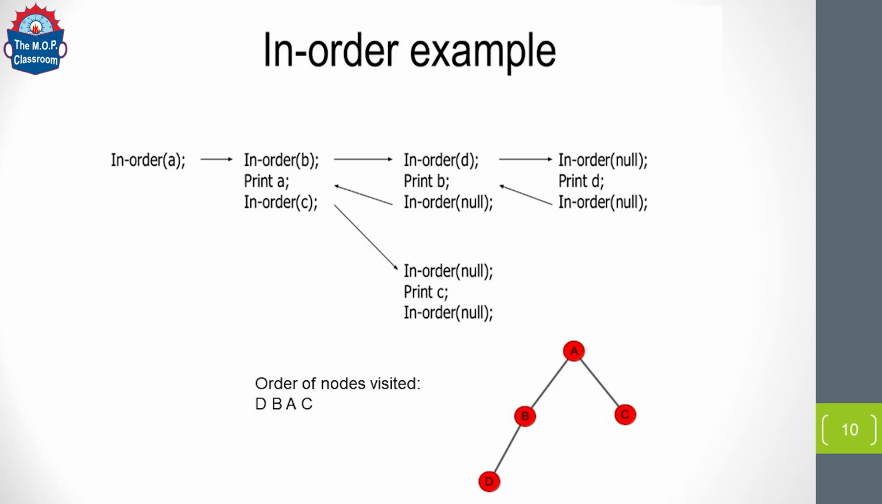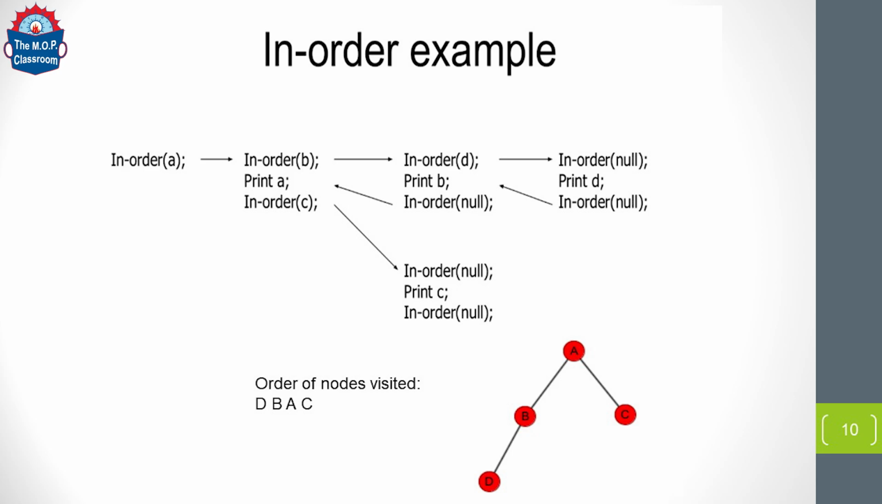Then, after in-order of B, it will move to in-order of D. Now, at in-order of D, it doesn't have a left child, so data D will be printed. Then again it will go to in-order of the right child, which is null. Now, D is over, and it will go back.